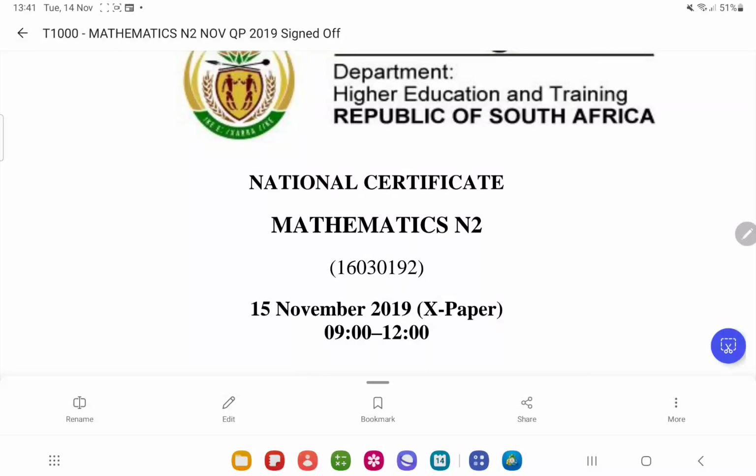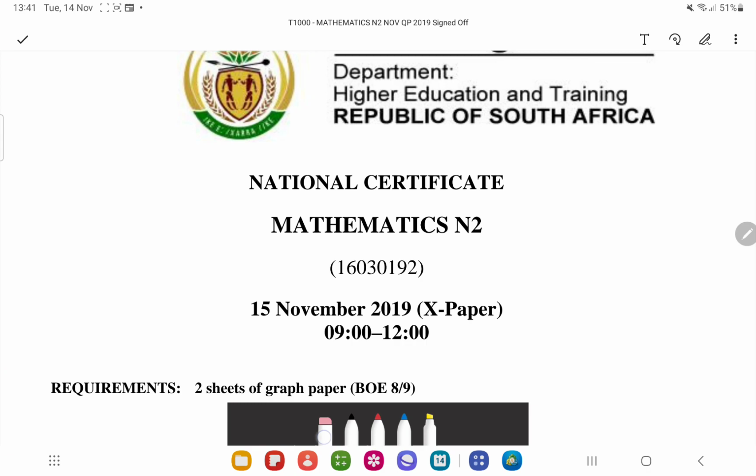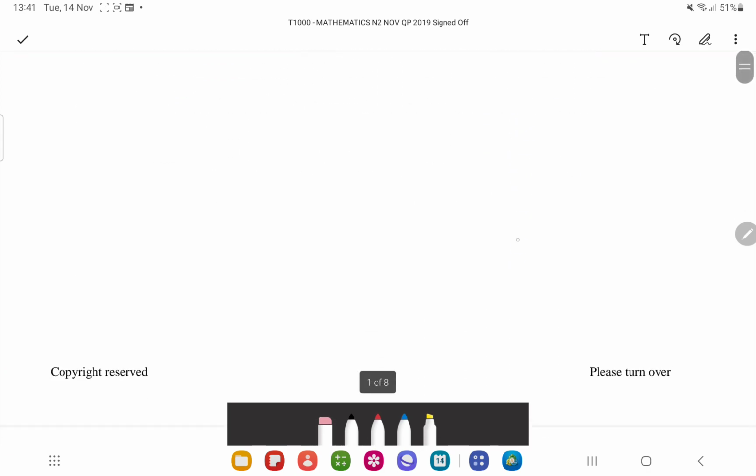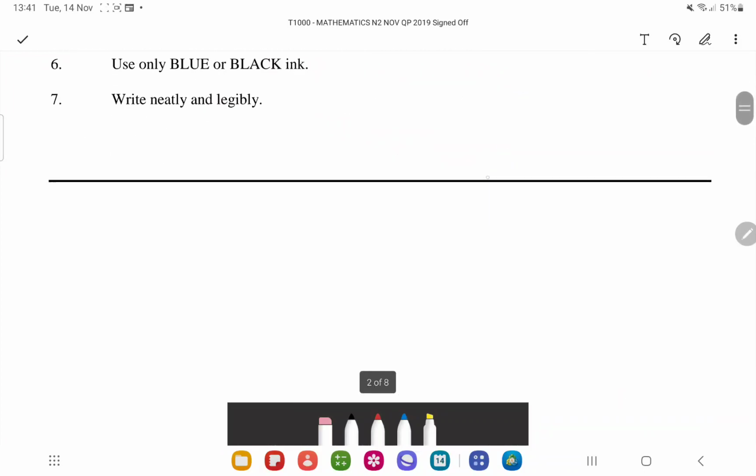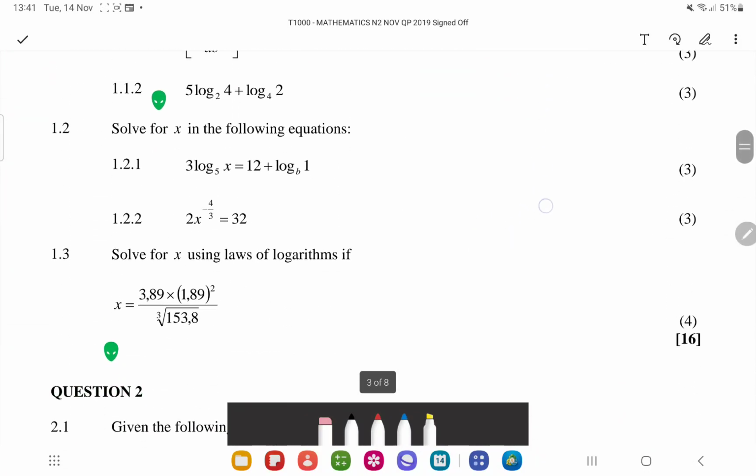I have a Mathematics Paper 2 question paper. I'm going to do all the questions here, 15 November 2019. So now we are going to do question 1. This is question 1, and it's out of 16 marks.